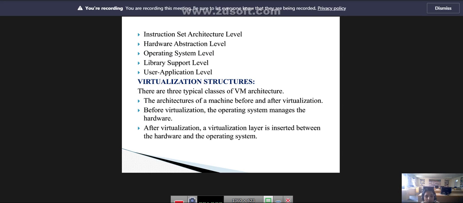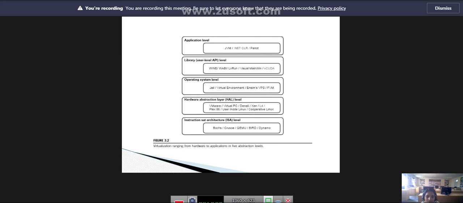So for better performance, dynamic binary translation is desired. These blocks can also be extended to program traces or super blocks to increase translation efficiency. A virtual instruction set architecture thus requires adding a processor-specific software translation layer to the compiler. This is called the instruction set architecture level.